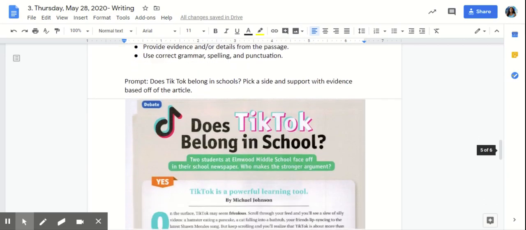So your prompt for today is going to be, does TikTok belong in schools? Pick a side and support with evidence based off of the article.